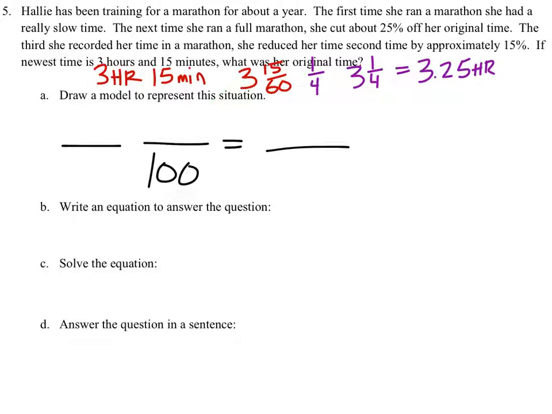But for our first proportion right here, we need to understand that we're comparing the second time to the third time. Now the third time is 15% off of the second time, which means that the 100% is represented by the second time.